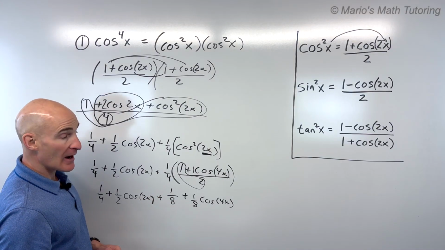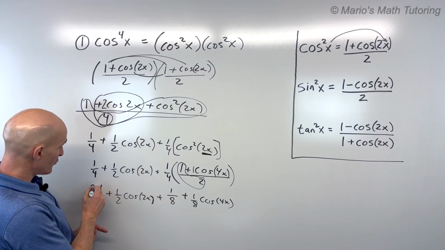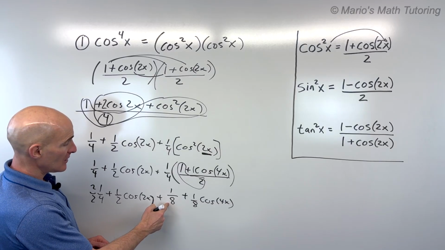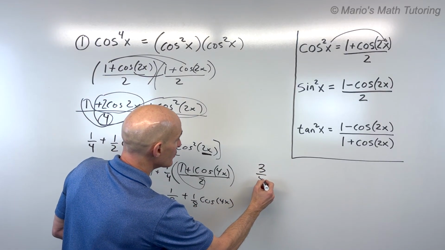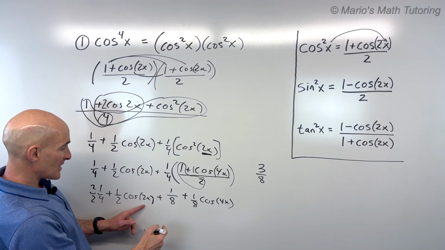Okay, now we just have to combine a like term. So we have 1/8 plus 1/4. Of course, 1/4, we can multiply that by 2 over 2 to make this 2/8 plus 1/8, which is going to give us 3/8. Okay, and then now we've got 1/2 cosine 2x.